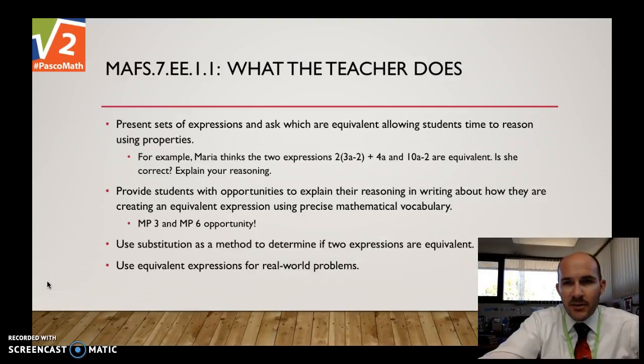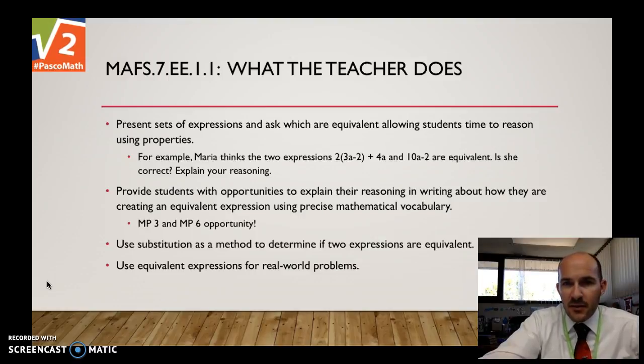Provide students with opportunities to explain their reasoning and write about how they're creating an equivalent expression using precise math vocabulary. That's a great opportunity for math practice 3 and 6. And so that 6 with that precise math vocabulary and that 3 with them constructing the viable argument. So again, just have them write their equivalent expressions.